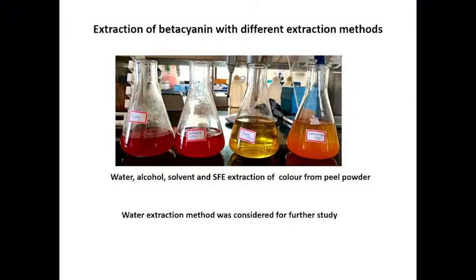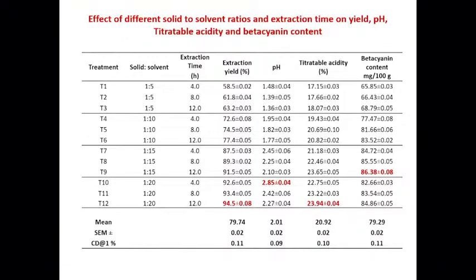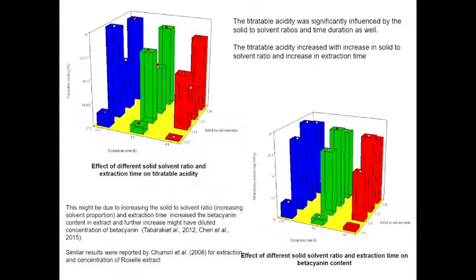Further water extraction was considered for the study, with different treatments of solid to solvent ratio 1:5, 1:10, 1:15, and 1:20, and different extraction times of 4, 8, and 12 hours. We obtained results like extraction yield, pH, and acidity. In the treatment of 1:15 and 12 hours extraction time, we got a maximum betacyanin content of 86.38 milligram per 100 gram. These were some of the graphs.